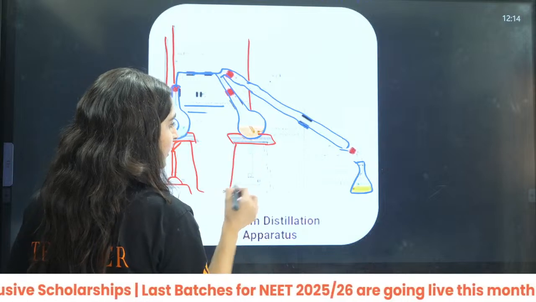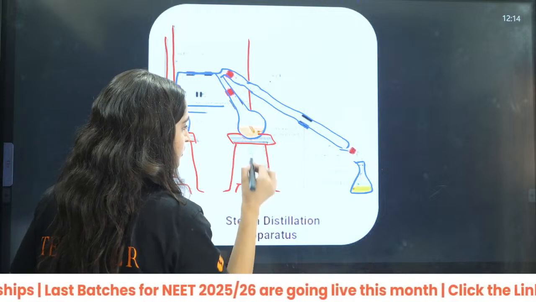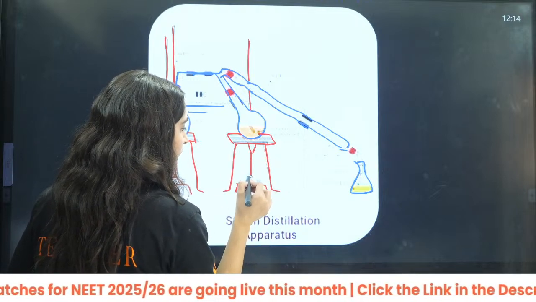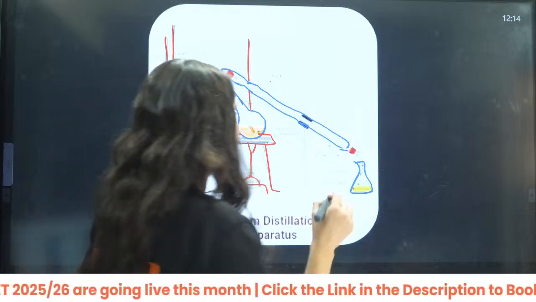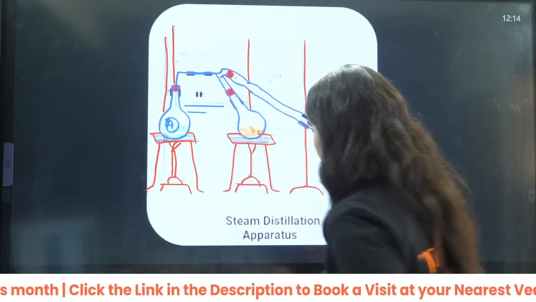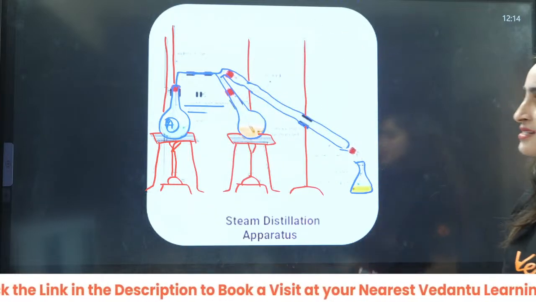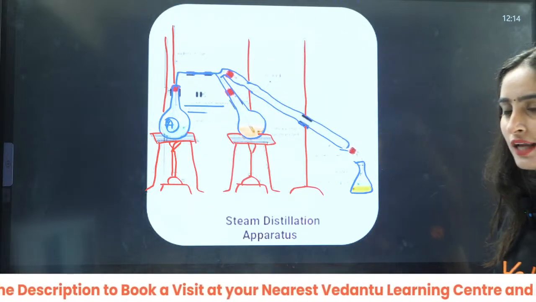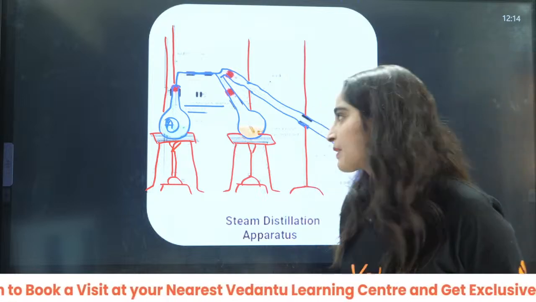So much drawing I have to do today. I love drawing, but I love drawing organic compounds, not this drawing. Chalo. Now, are you able to see this? Are you able to see this, beta? I think now it is clearly visible to you, right?